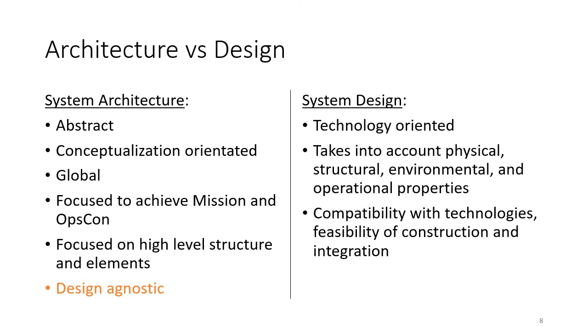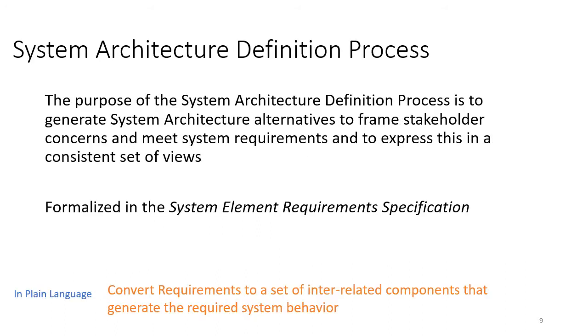Now the design is a lot more focused on exactly how things will be implemented in terms of the alternate technologies. So the design tends to be more technology oriented. It takes into account the physical structure, environmental and operational properties, and it's very specifically focused on the compatibility with technologies and the feasibility of construction and integration. So system architecture is abstract and design technology agnostic, while the system design is very much focused on how it will be implemented and the technologies that will be used.